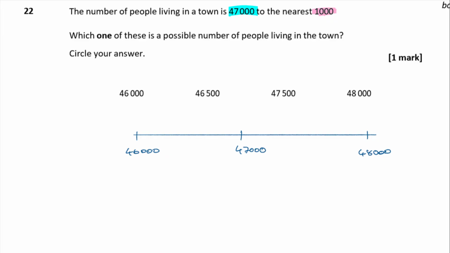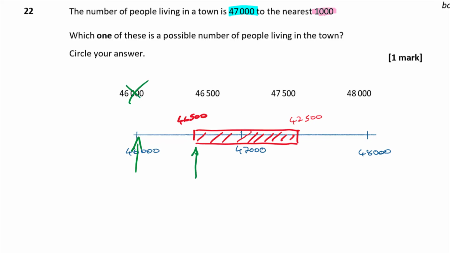So the numbers that round to 47,000 are the numbers that are halfway between 47,000 and 46,000, or halfway between 47,000 and 48,000, or nearer. So this is the kind of golden zone that rounds to 47,000. So halfway between 46,000 and 47,000 is 46,500, and halfway between 47,000 and 48,000 is 47,500. Okay, so 46,000, that is too low. 46,000 is here, so it's not that one.